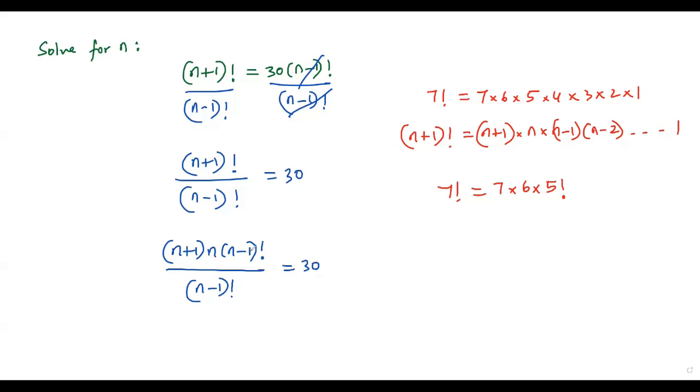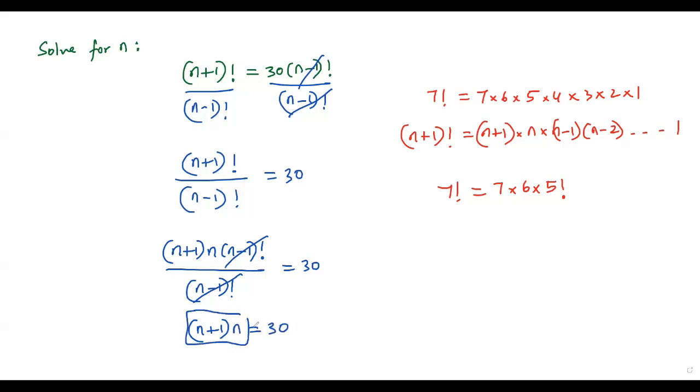Here you may have a question: why should I stop particularly at n − 1? Because we have (n − 1) factorial in the denominator, I can cancel this one and this one. That's the reason that when I expand (n + 1) factorial, I stop particularly at (n − 1) factorial. So I get (n + 1) times n equals 30.